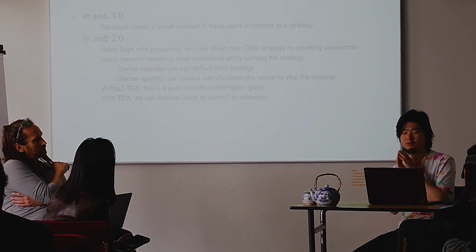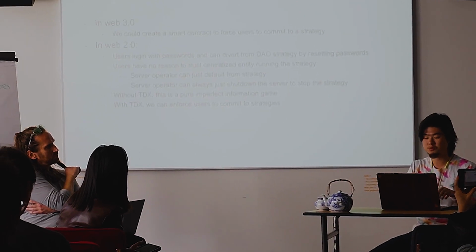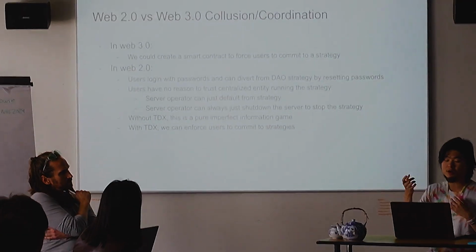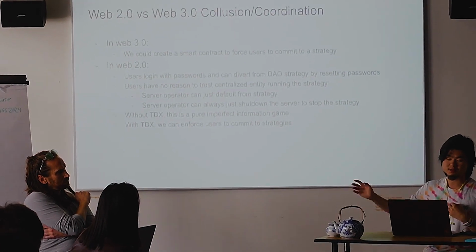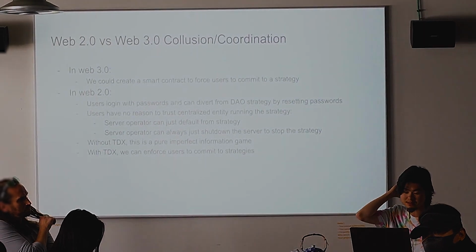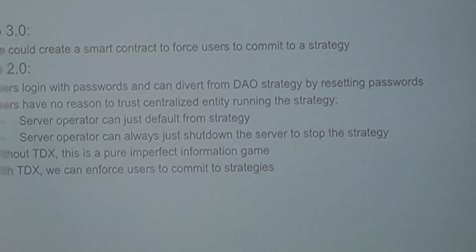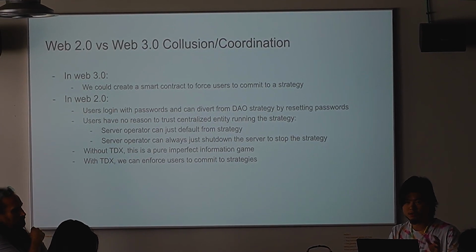However, in Web 2, in this example, users could log in with their password and then divert from the DAO strategy by resetting the password. Users also have no reason to trust the centralized entity running the strategy. So we wrote TDX here, but this applies to any TEs. This is just a pure imperfect information game, but with TEs we can enforce users to collude and coordinate.